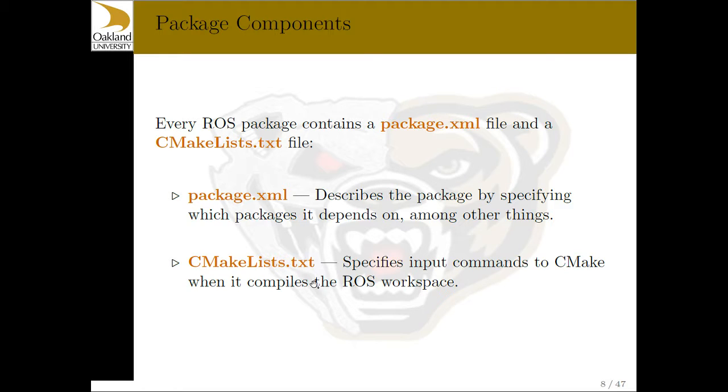CMakeLists functions the same way as our little simple one that we just did for the factorial example. It basically inputs commands to cmake, which is what ROS uses to compile all of the nodes. So package.xml lists the dependencies that your package depends on. CMake instructs what and how to compile the nodes that are in your package.